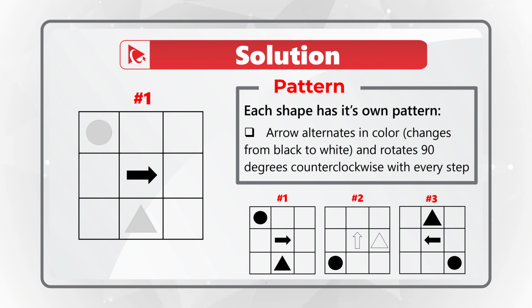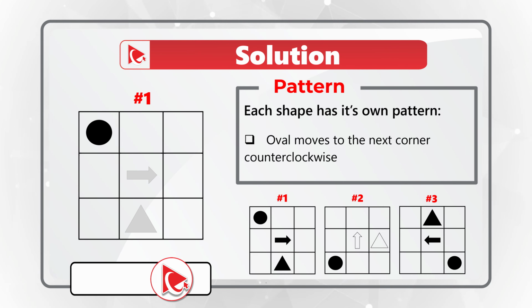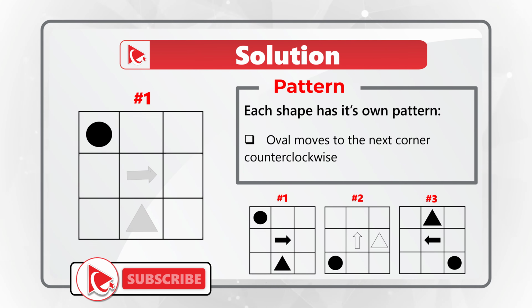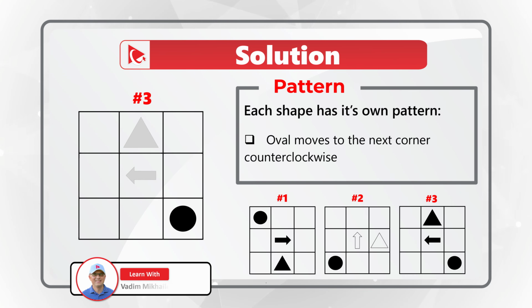Arrow alternates in color, changes from black to white, and also rotates 90 degrees, staying inside the same middle square of the matrix. The tricky part here is that the arrow rotates 90 degrees counterclockwise with every step. Now let's look at the oval. Oval moves to the next corner counterclockwise. It starts in the upper left corner in matrix 1, then moves to the lower left corner in matrix 2, and then moves to the lower right corner in matrix 3.